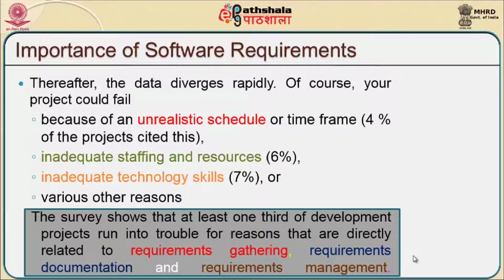Because of this particular study, there is a diverse data change. So the data diverges very rapidly. Your project could fail because of unrealistic schedule. As I have already indicated, unrealistic schedule means I can think of all the requirements which my customer has given and say that this development could take a minimum of 2 years.